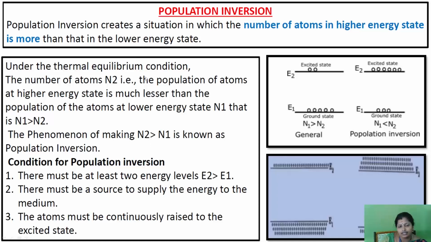And finally, I conclude with population inversion. It creates a situation where the number of atoms in the higher energy state is more than in the lower energy state, N2 greater than N1. This condition occurs through pumping action. When the atoms return from the excited state to the ground state, laser beams are emitted. That's all. Thank you one and all.